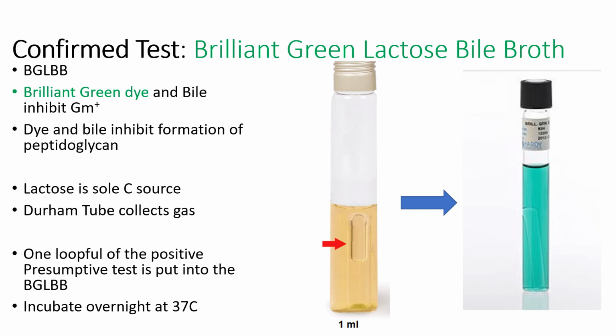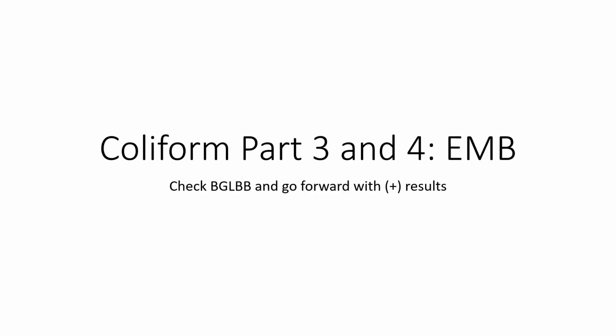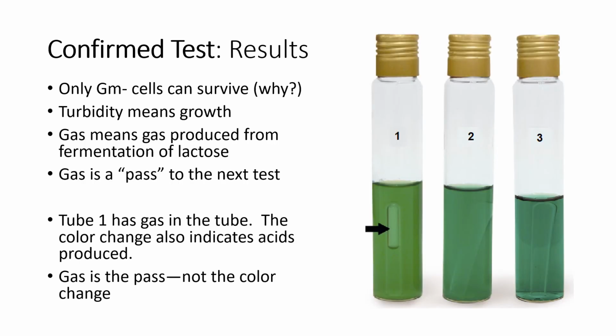So we put 1 loop full of this lactose broth culture with the gas. Okay, your water sample that gave you the gas. Put 1 loop full into brilliant green lactose bile broth and incubate 37 degrees overnight. And then it would be coliforms part 3 and 4 would be the following week. We can only go forward with gas. Gas is still the pass.